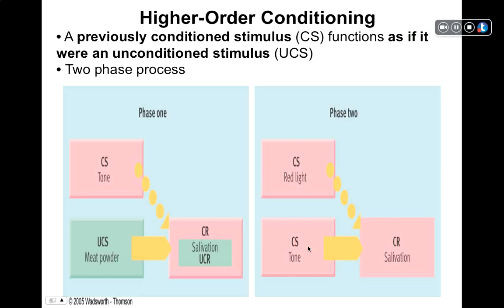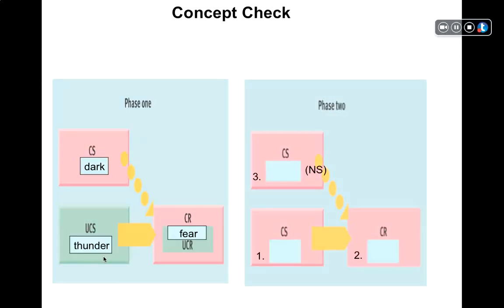So higher order conditioning is this originally conditioned stimulus, the tone, functions as if it were a true unconditioned stimulus. It functions as if it were meat powder, so to speak. All right, so here's a concept check, just to make sure you get this higher order conditioning.